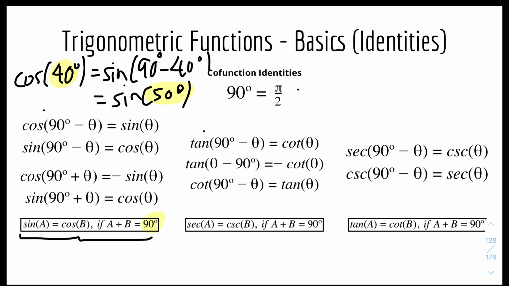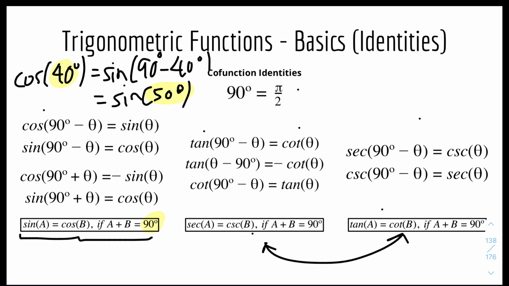In number 2, we have tan and cot, which is the reciprocal identity. So tan(90 degrees minus theta) will be equal to cot theta, and cot(90 degrees minus theta) will be equal to tan theta. And these two are basically flipped, so we'll just ignore this first. So just like the first one, tan A equals cot B if A plus B is equal to 90.